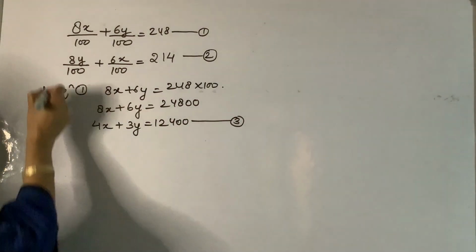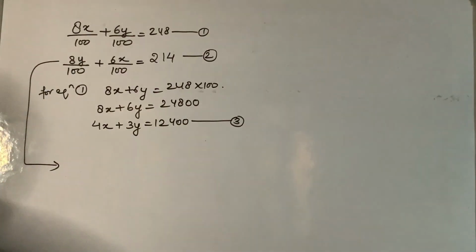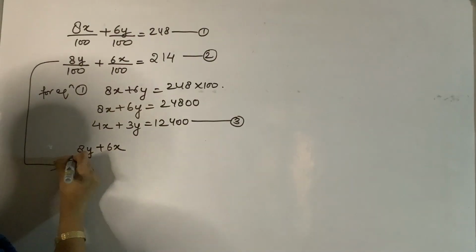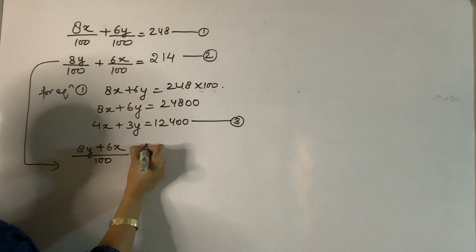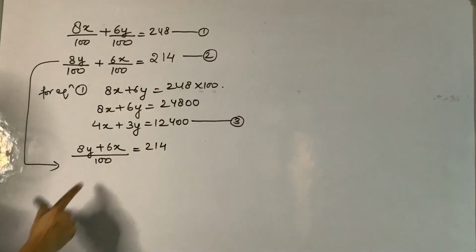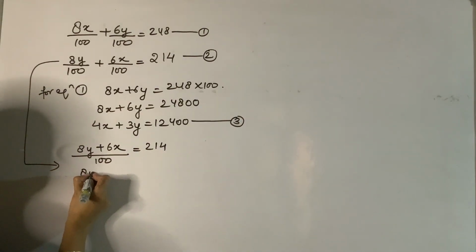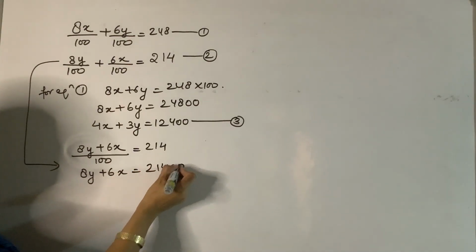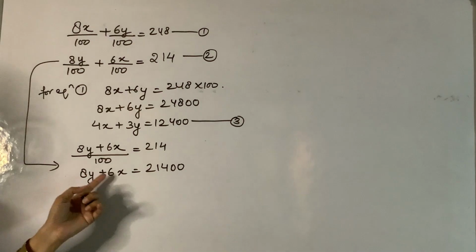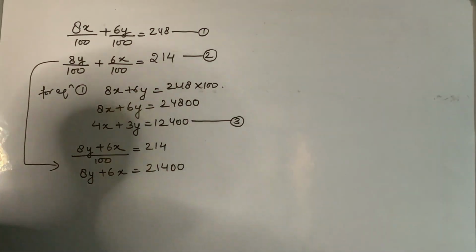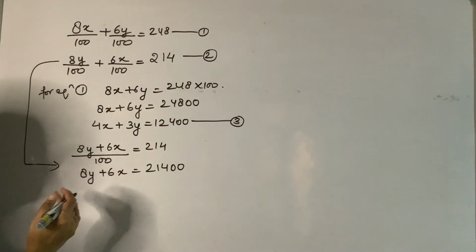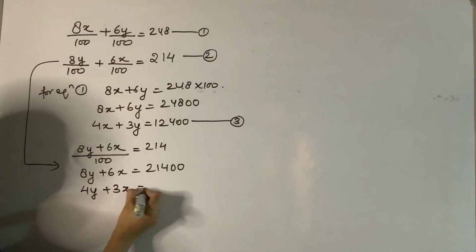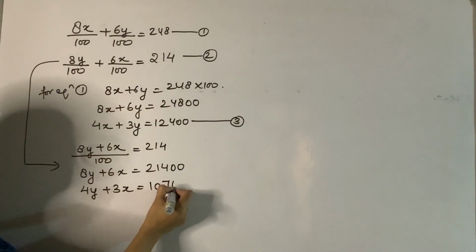Agreed? Now for this equation, if we simplify this, we get 8y plus 6x upon 100 is equal to 214. Cross multiply it over here. So 8y plus 6x is equal to 21400. Now again, this is even, this is even, this is even. So divide the equation by 2 or take out 2 common. So you will get 4y plus 3x is equal to 10700.